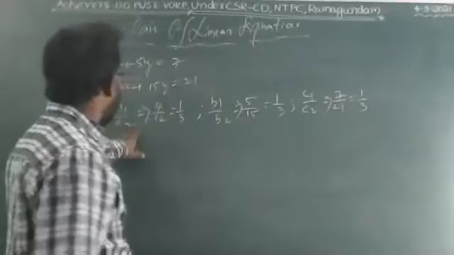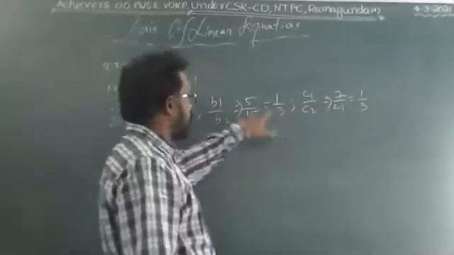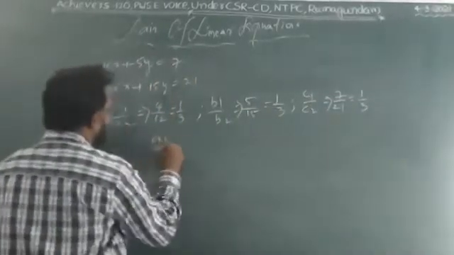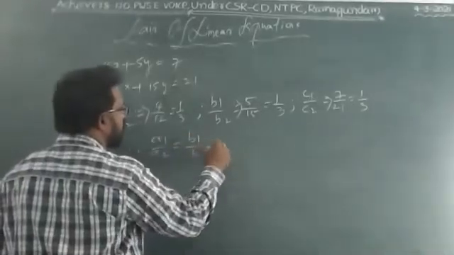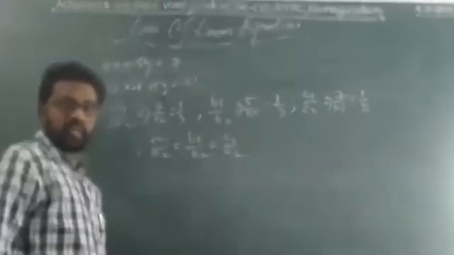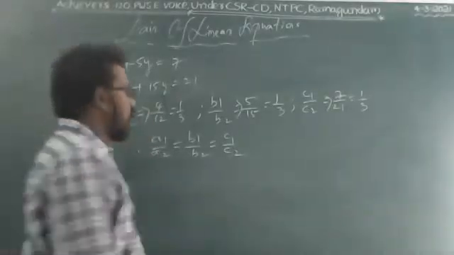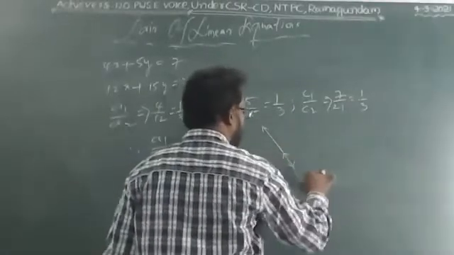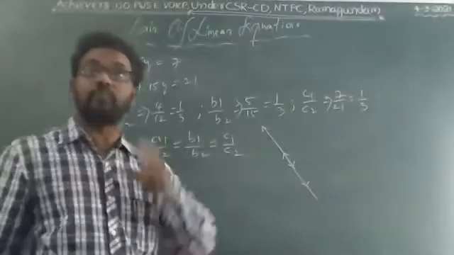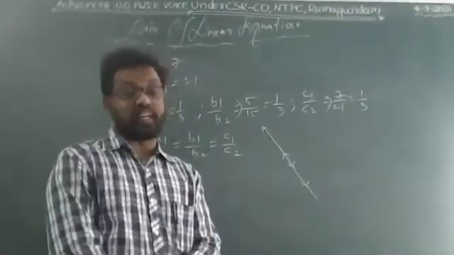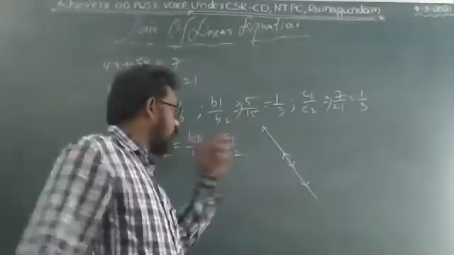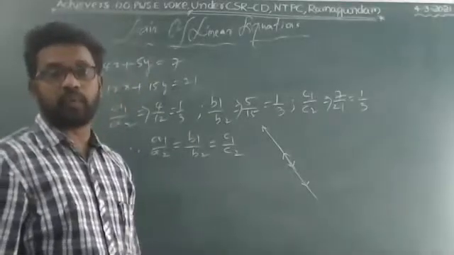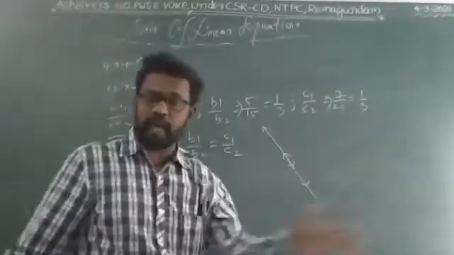See here, a1 by a2 is 1 by 3, b1 by b2 is 1 by 3, and c1 by c2 is also 1 by 3. That means a1 by a2 is equal to b1 by b2 is equal to c1 by c2. It is a consistent pair of linear equations, and the lines you can see in the graphical system are dependent lines. You can see the lines lie on the same line again.